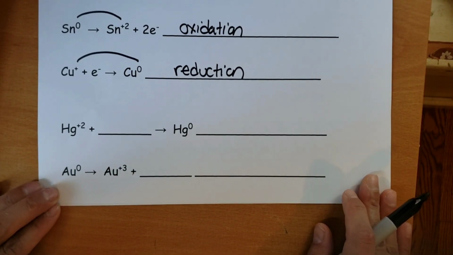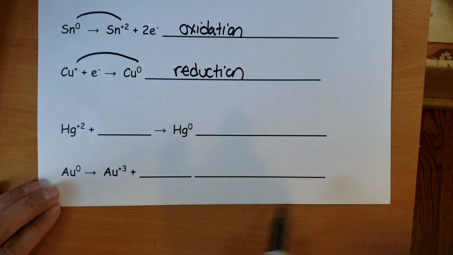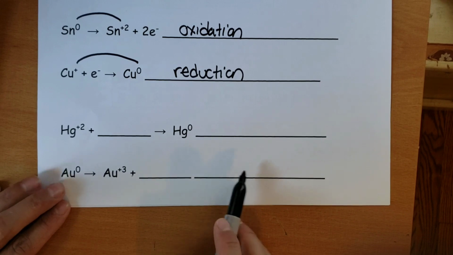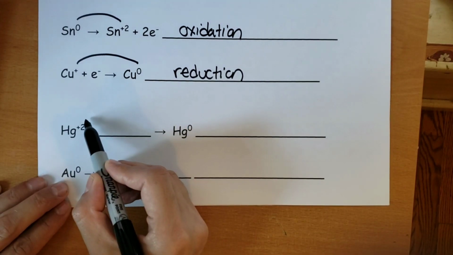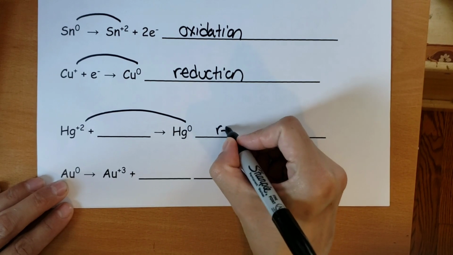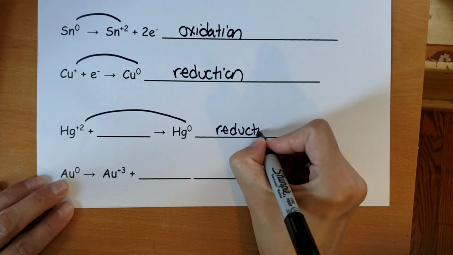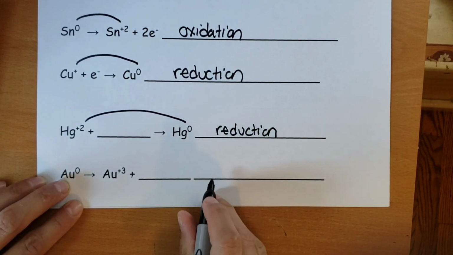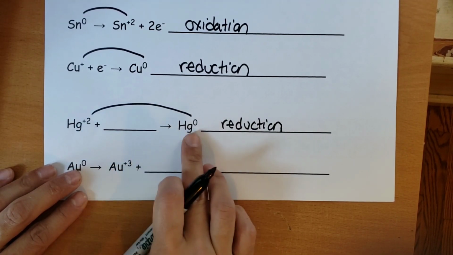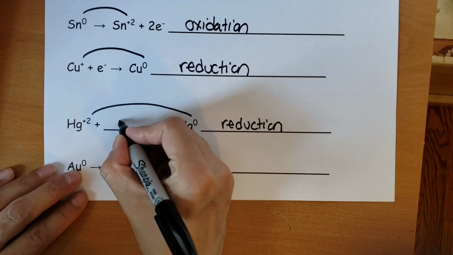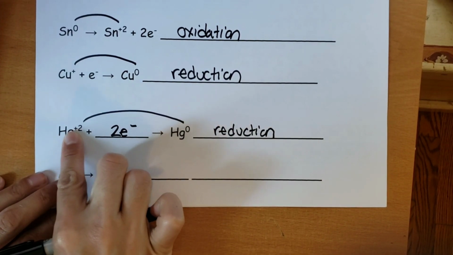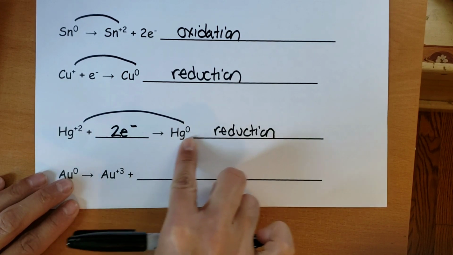Let's look at these two other equations. Notice they both have some missing information. But looking at the oxidation numbers, I can see that when I go from 2 to 0, that is a reduction in number. So this mercury is undergoing a reduction. We see that positive 2 plus some amount of electrons should equal 0. If I add 2 negative electrons, then positive 2 plus 2 negatives equals 0.